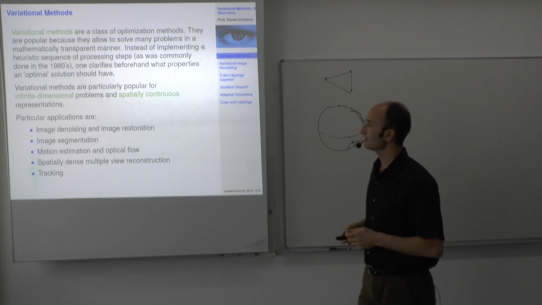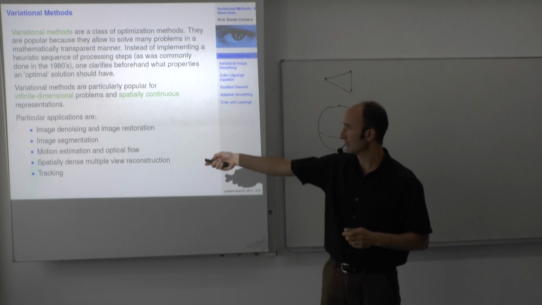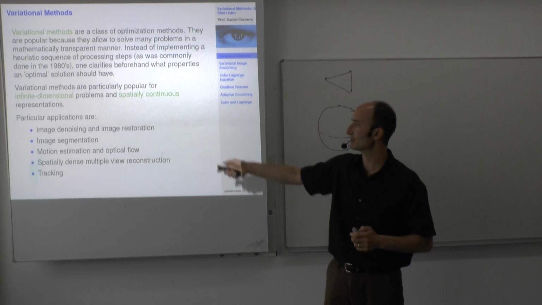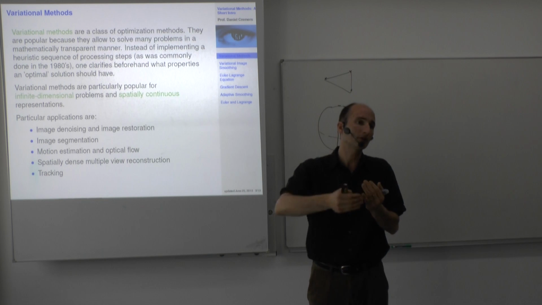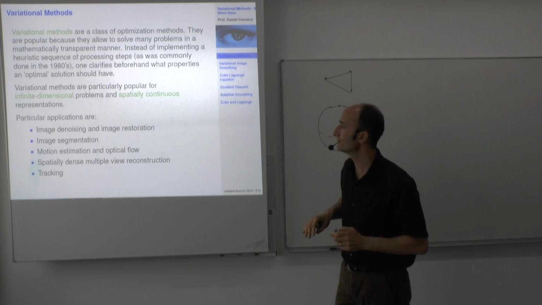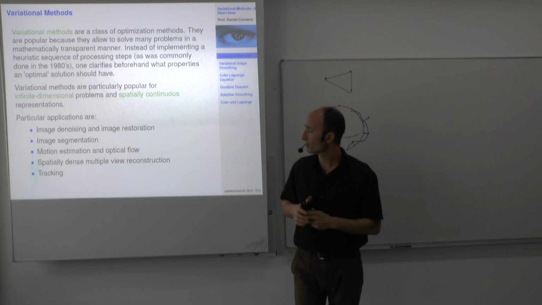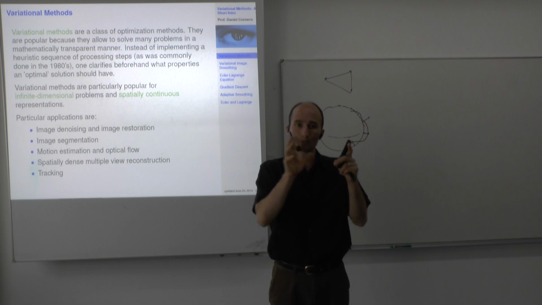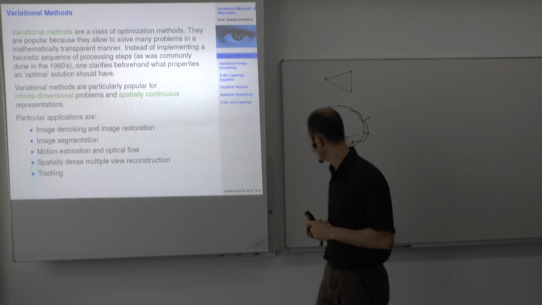The variational methods can be used for, as I said, many problems. They were pioneered for image denoising, for example, image restoration, where you assume you have a signal perturbed by noise and you want to remove the noise. Image segmentation is one of the most popular topics in image analysis, when you want to group the entire image plane into meaningful regions, right?